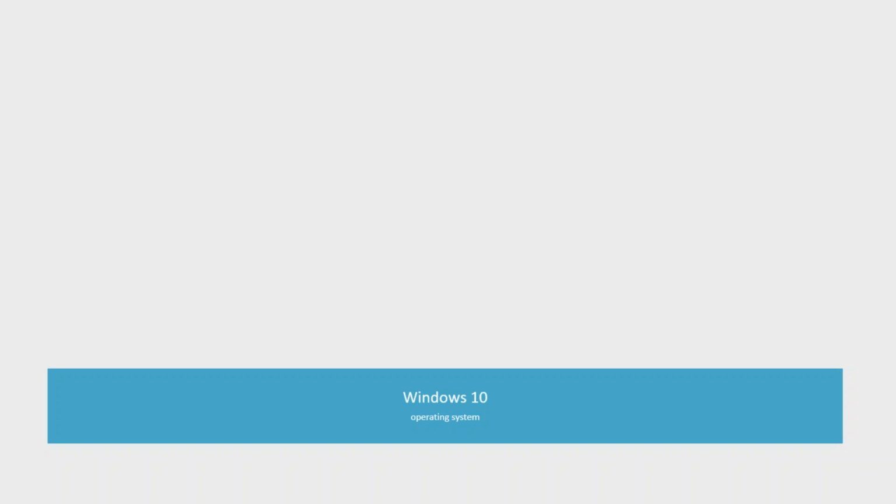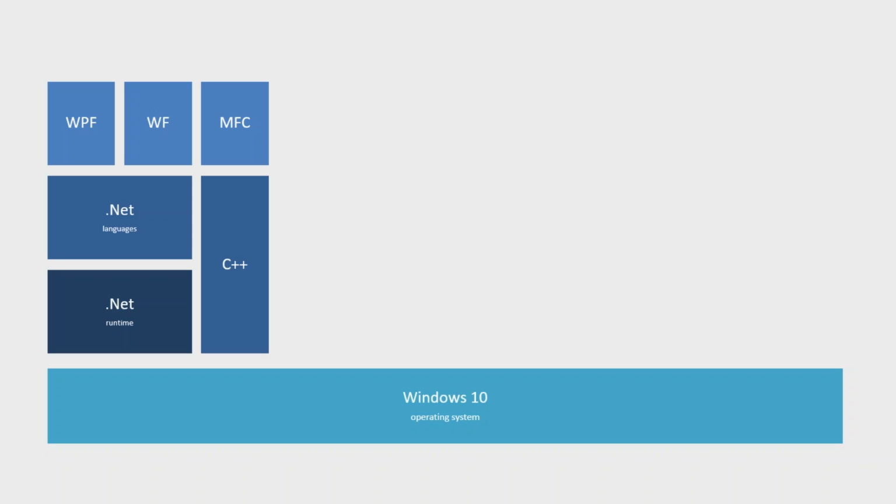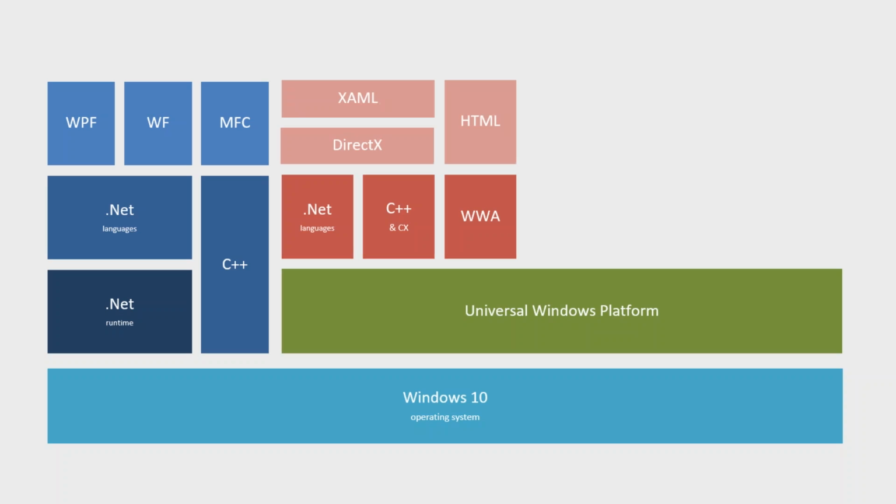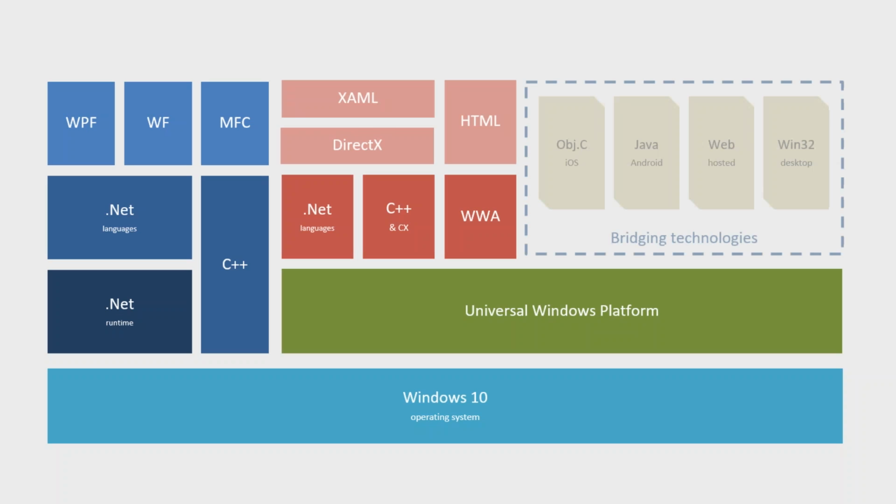So this is how it's going to look from a very high level, 10,000 feet. You have the Windows 10 operating system, and of course you have your traditional WPF, .NET, C++, runtime, all those things. And this is how it's going to look when it comes to the universal Windows platform. You still have the .NET languages, you still have C#, XAML, DirectX, HTML, everything will be coming in. Plus there are bridging technologies that will come up. For example, there's already a bridge for Objective-C.